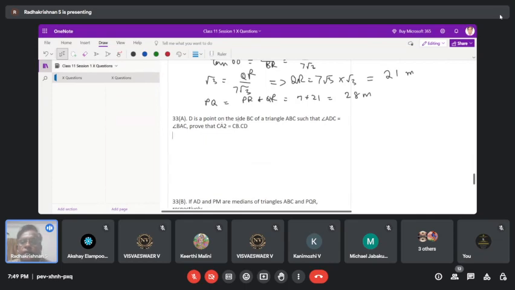D is a point on the side BC of a triangle ABC such that angle ADC equal to angle BAC. Prove that CA square... There's a triangle ABC.